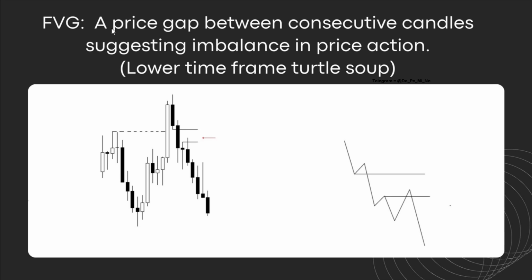Now, the definition of an FEG is that there's a price gap between consecutive candles, which suggests an imbalance in price action. But as I said before, it's basically a lower time frame turtle soup and a retracement profile.